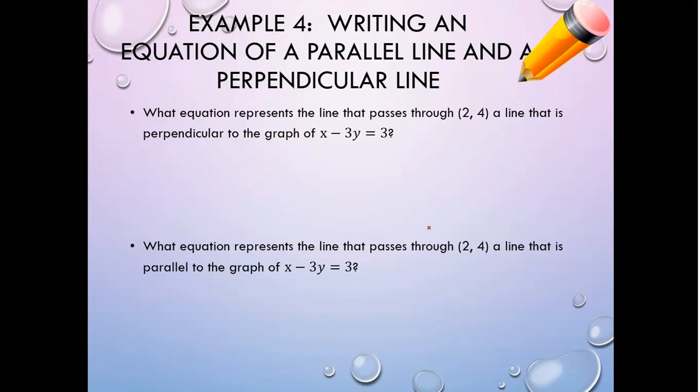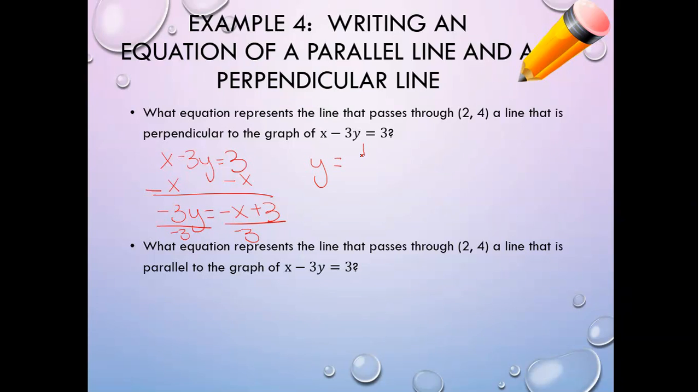Now, what if there's an equation that is not in y equals form? You can't steal the slope then. So what we're going to do is first get it into y equals form using our skills that we've been recently practicing. So I have x minus 3y equals 3. So I need to get it to y equals. So the very first thing I'm going to do is subtract x. So I get negative 3y equals negative x plus 3. Then it looks like I'm going to get y alone, so let's divide by negative 3.